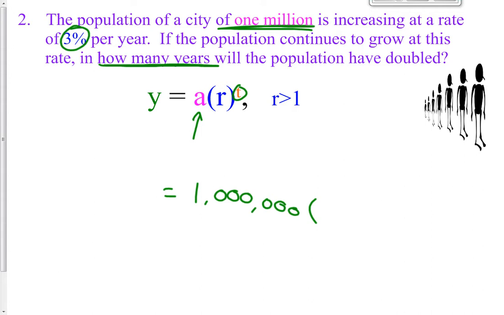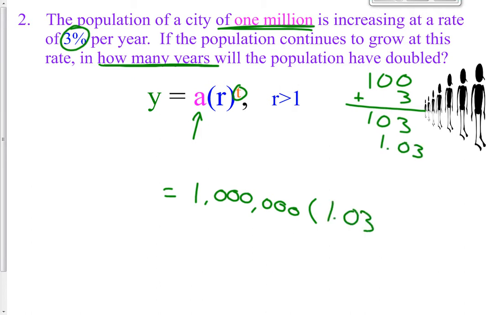So it's 100% plus 3%. Remember how our percent we always add to 100. And we get 103%. As a decimal, it's 1.03. So 1.03 is our rate, raised to time t, that's our variable, that's what we want to find. That equals our amount at time t, y.